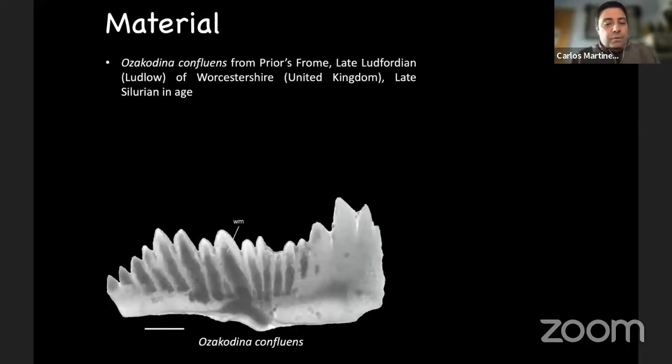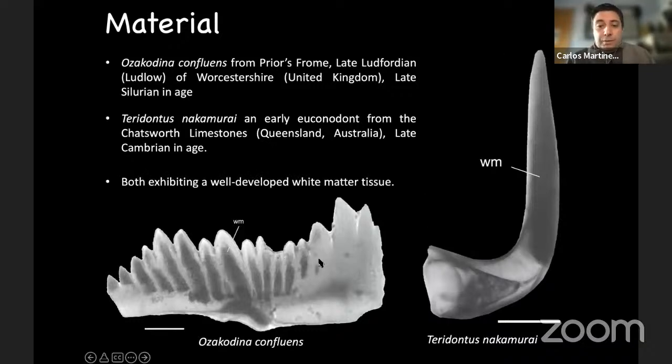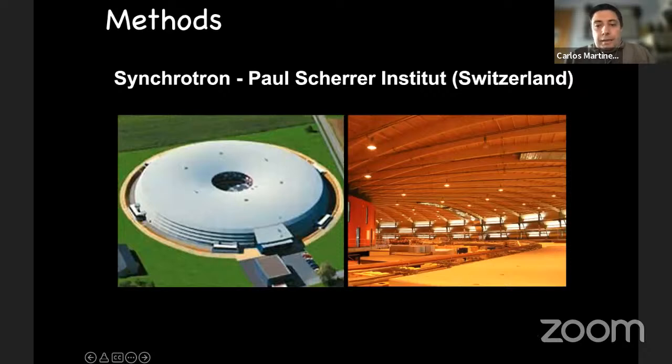To do that, we just focus on a couple of taxa, basically Othelcodina confluens and Pteridontus nakamurae, basically because they were privileged in being used to describe this tissue, but probably most important because this white matter tissue is very well developed in the inner parts of the different denticles. So as said, to try to characterize it, we used two different techniques.